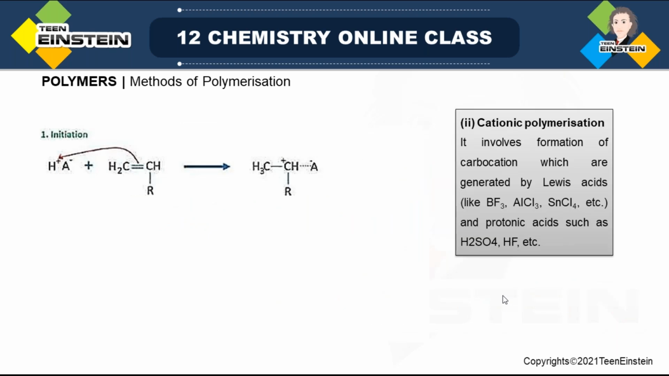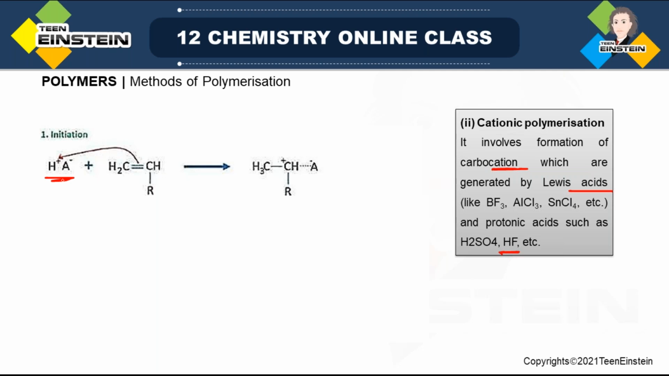Now, after free radical polymerization, the next one is cationic polymerization. As the name suggests, free radical will not be generated, cation will be generated. It involves the formation of carbocation. How will we generate it? You can use any Lewis acid, mostly BF3, AlCl3, SnCl4. You can also use some protonic acid, like H2SO4, HF.